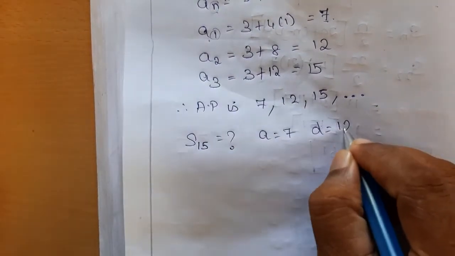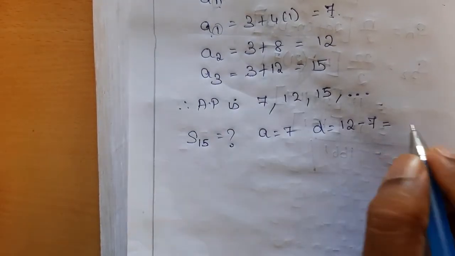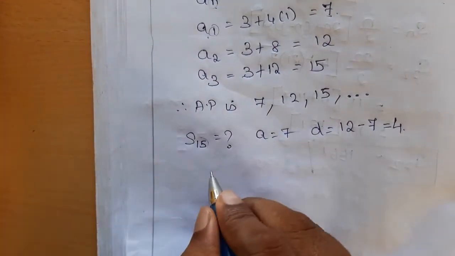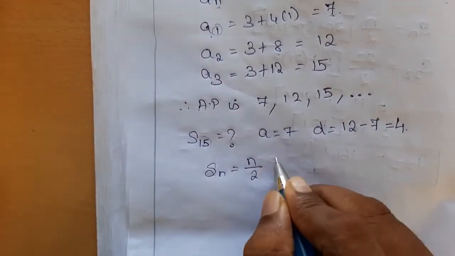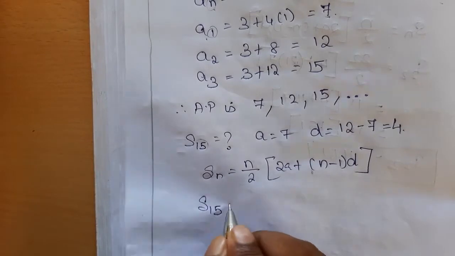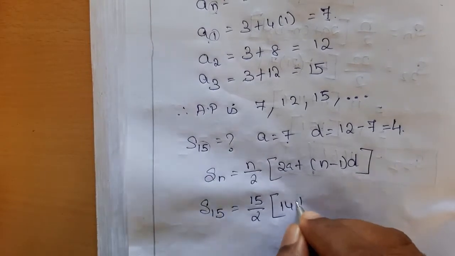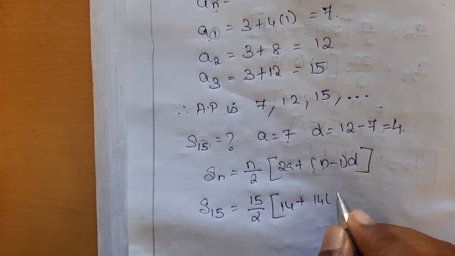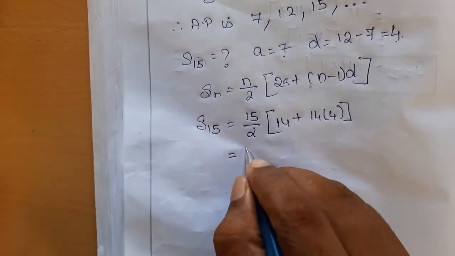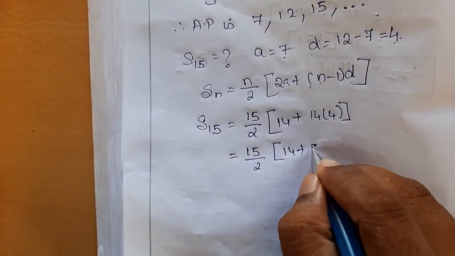So we need a. So a is equal to 7. Then d is equal to 12 minus 7, which is equal to 4, right? And n is 15, already there. Let's substitute in the formula: n by 2 into 2a plus (n minus 1) into d. So S15 is 15 by 2 into 2a, a is 7, so 14, plus 15 minus 1 is 14, into d is 4. That's it. So 15 by 2, let me cancel later.